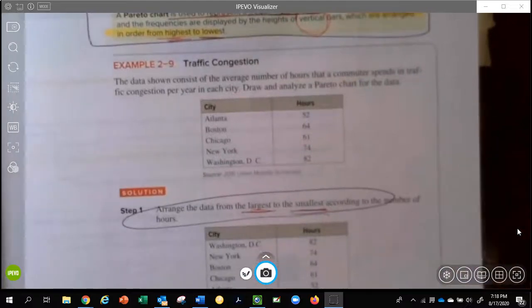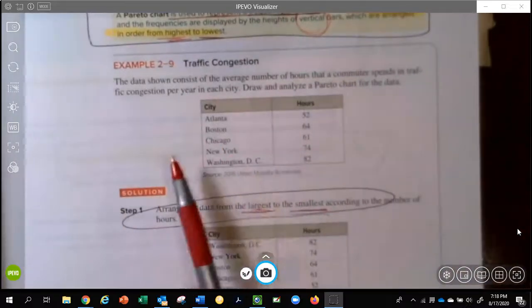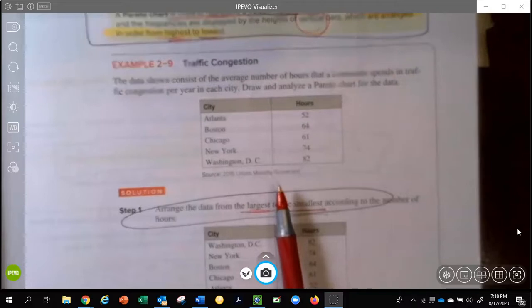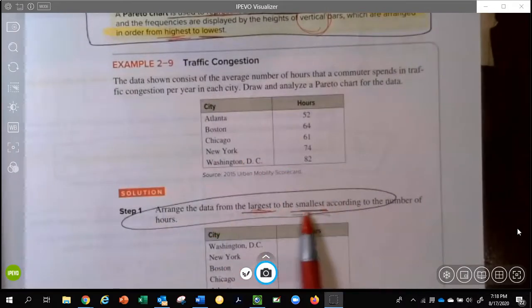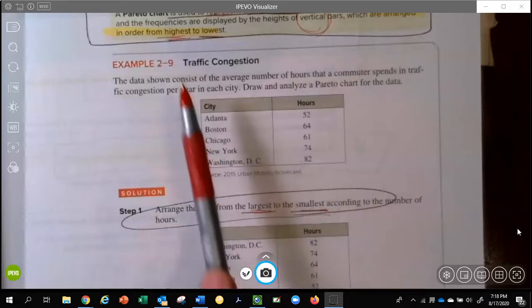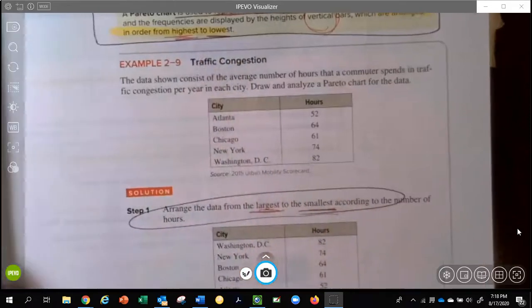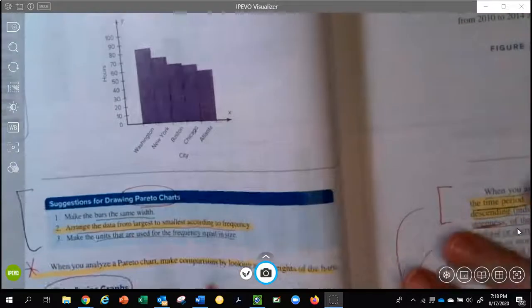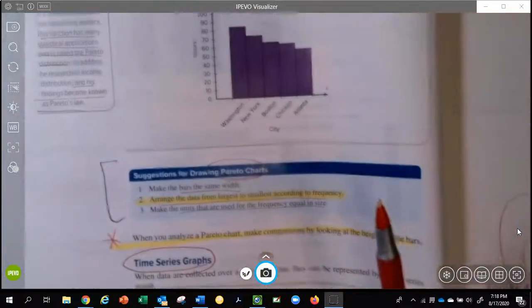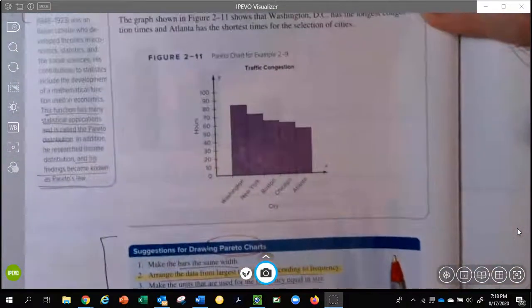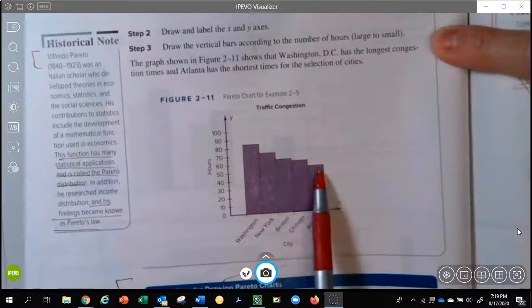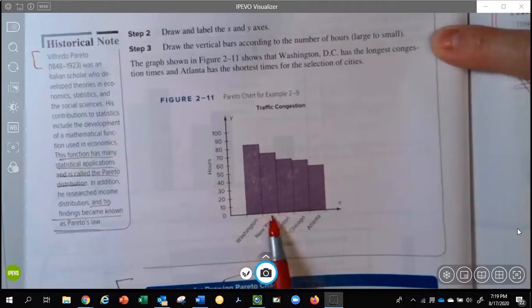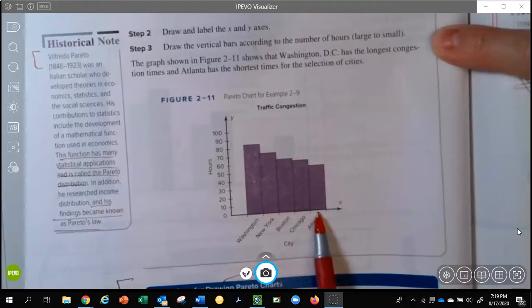And so it talks about how you would create one. They gave us some data, and in this data, it's on traffic congestion. It says the way to get this going is arrange it from largest to smallest, since we have to do a Pareto, highest to lowest. Well, we can arrange it, and then notice a couple of things happening on this graph. It's jammed together. And with it jammed together, it is going highest to lowest, but it's still doing the same thing that we were doing on the bar graph.